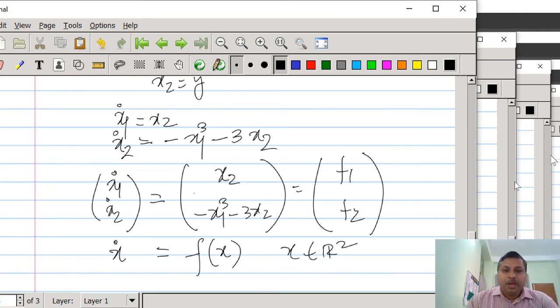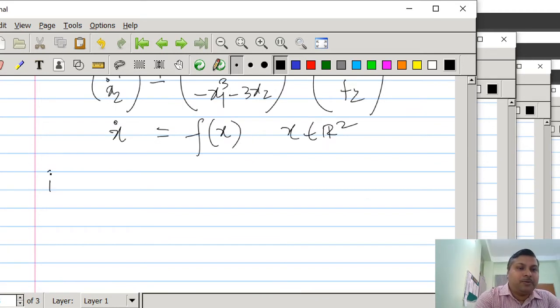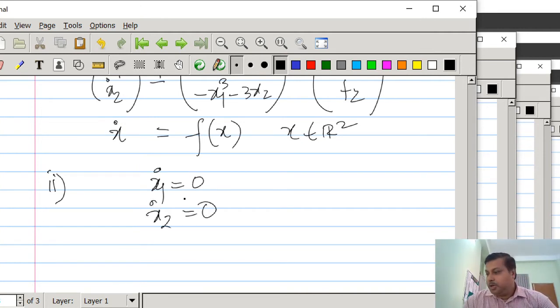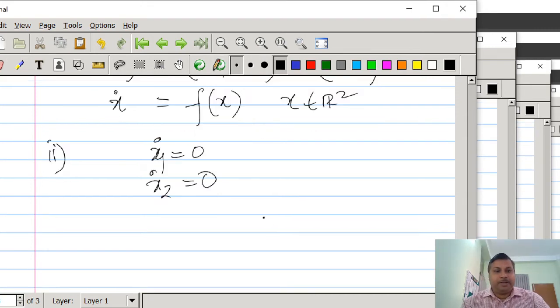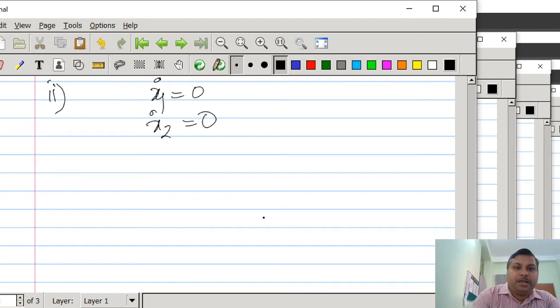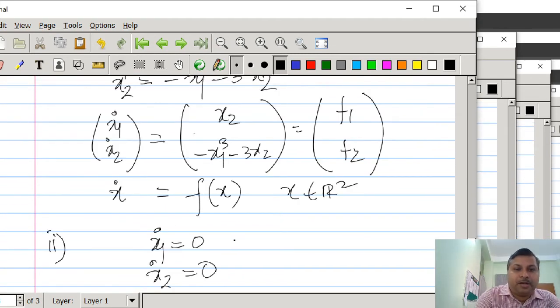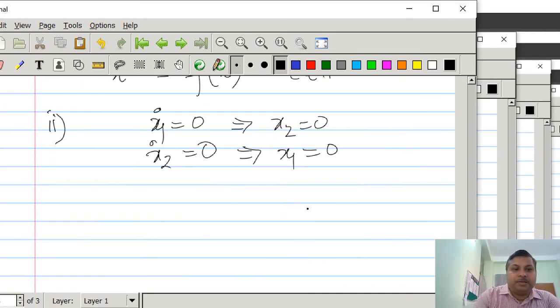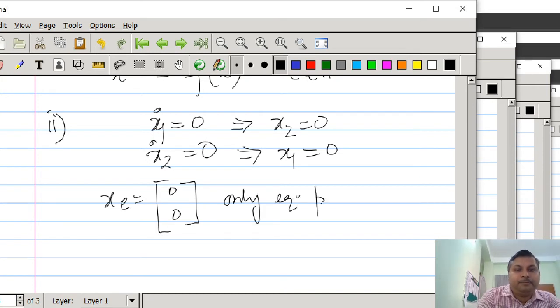Now second question has been asked, find out the equilibrium point. If you want to find out the equilibrium point, then x1 dot will be equal to 0 and x2 dot will be equal to 0. If we make x2 equal to 0, so definitely it is giving you x2 equal to 0 and if you put x2 equal to 0 in the next equation, then definitely it will give you x1 is 0. So from here it is very much clear that the equilibrium point is 0 0. That is the only equilibrium point.